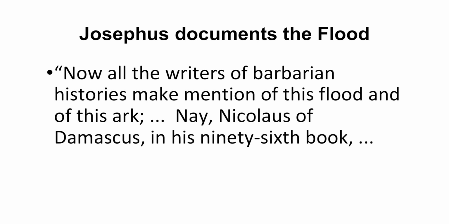He writes about this. Now all the writers of barbarian histories make mention of this flood and of this ark. Nay, Nicholas of Damascus in his 96th book. I guess Nicholas of Damascus liked to write, huh? I mean, that's a lot of books. I think he wrote over 100 books of history, all of which are lost. He was the tutor to the children of Mark Antony and Cleopatra. But here Josephus again, with access to every book in the Roman Empire, says that all the histories talk about the flood.